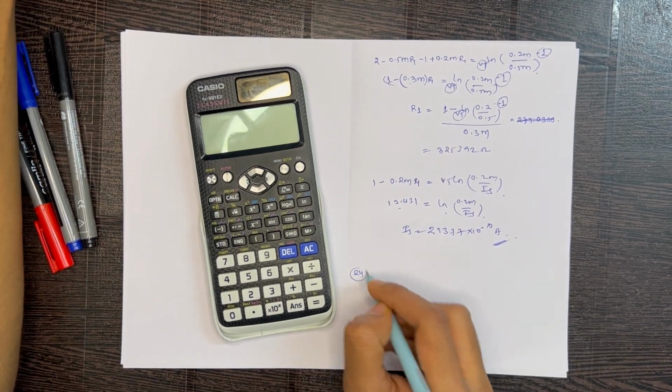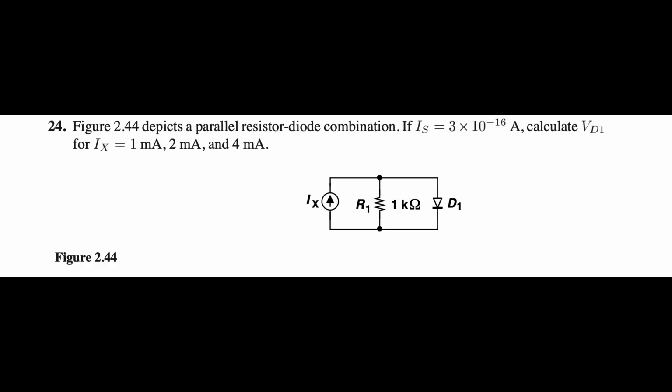Now let's do our last question. They say that figure 2.44 depicts a parallel resistor diode combination. If Is equals 3 into 10 power minus 16 ampere, calculate Vd1 for Ix equals 3 different values.